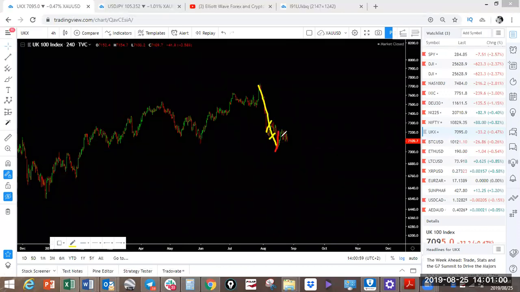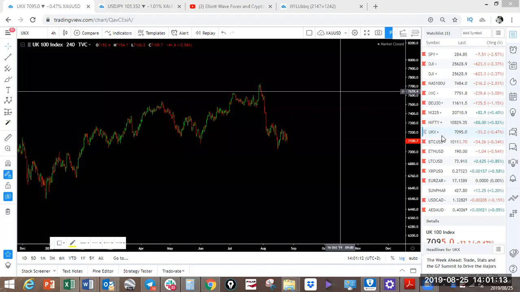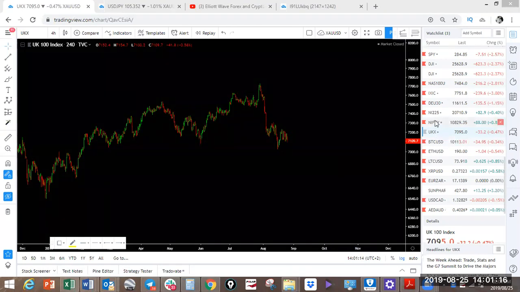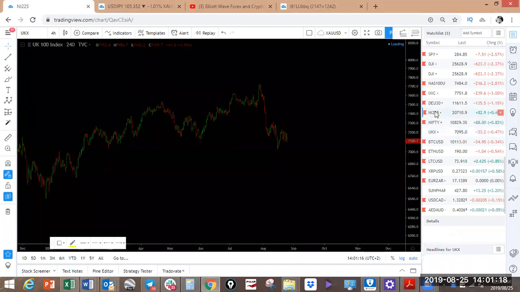You've got an impulsive move here. You've got a corrective structure. Possibility for this one to push a little bit higher, and then drop still, giving us a three-wave move as well. So we're looking for all these three-wave pullbacks in all these indices for the next week. All right, so that is the UK 100.